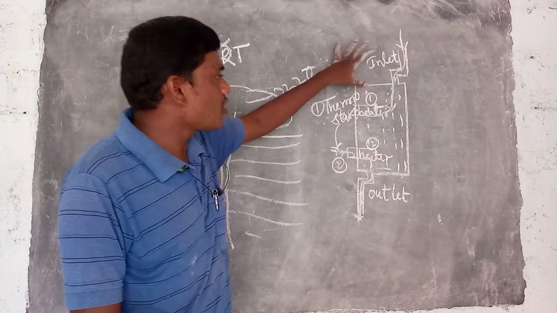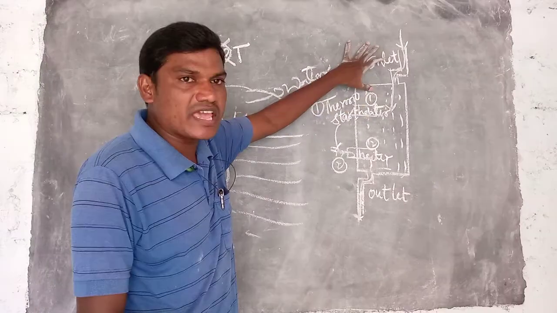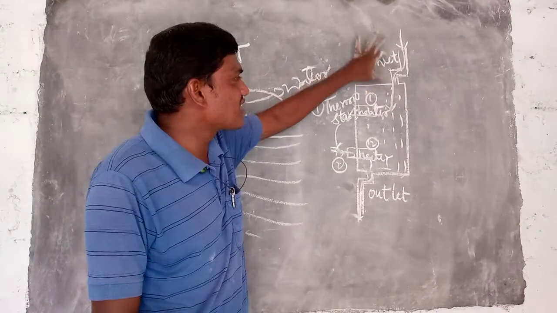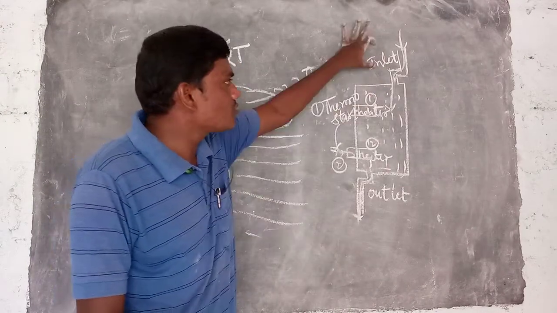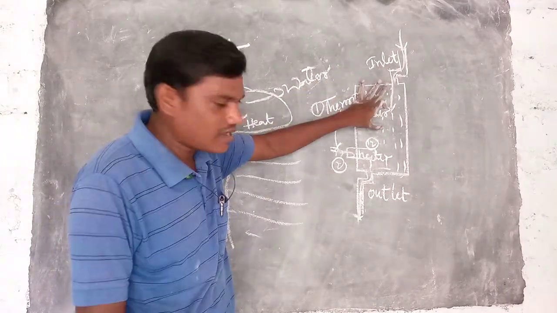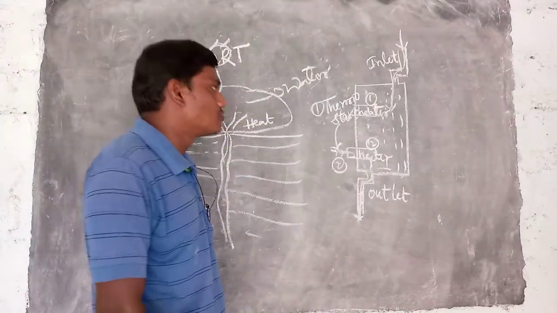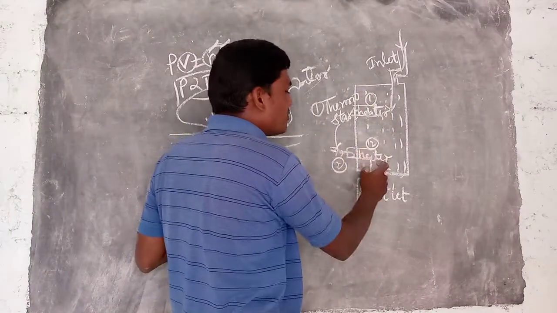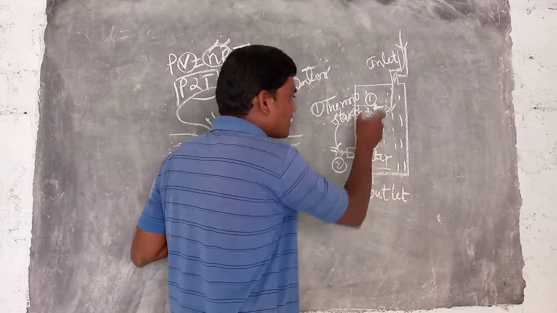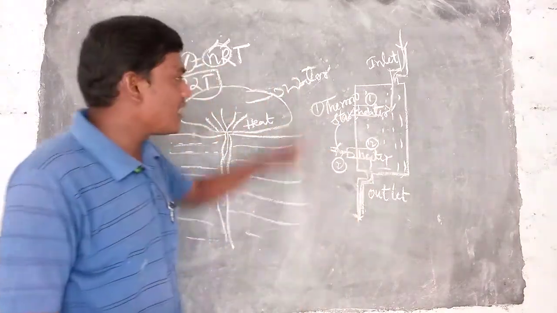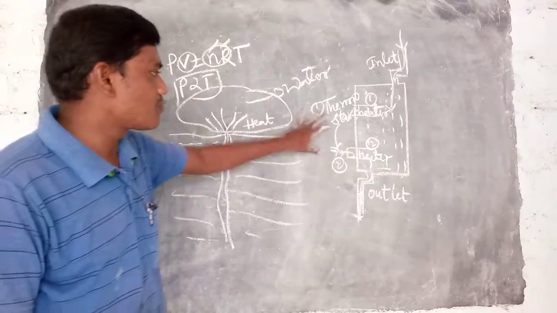Now here in the heater, two pipes are there. One is the inlet, another one is the outlet. Through the inlet, cold water will enter, and through the outlet, hot water will come outside. Totally, here we are using two heaters. These two heaters are connected to the electrical supply through the thermostats.